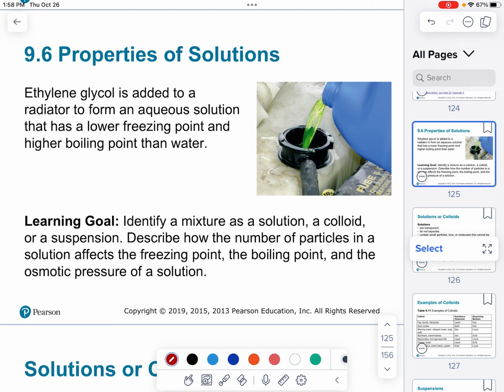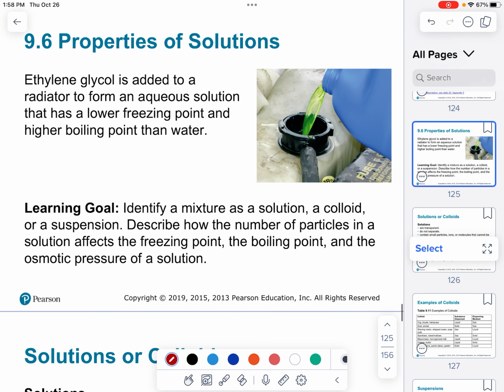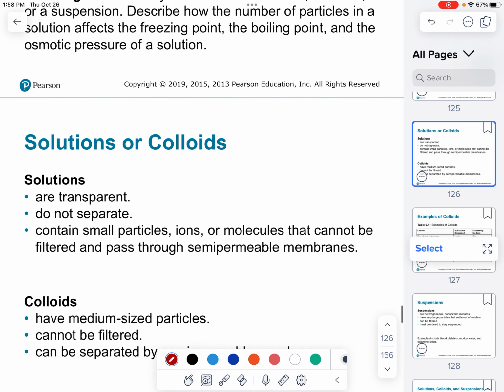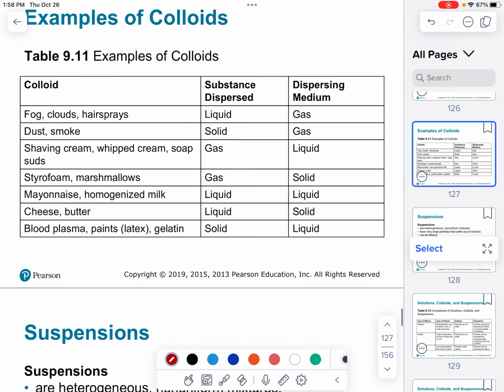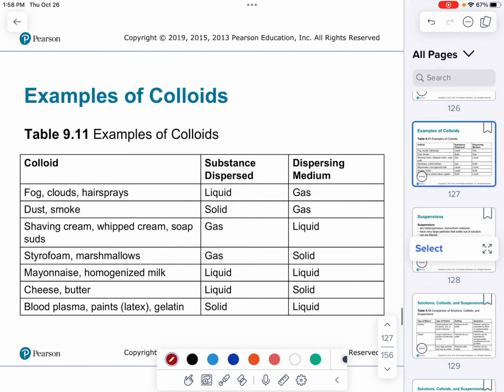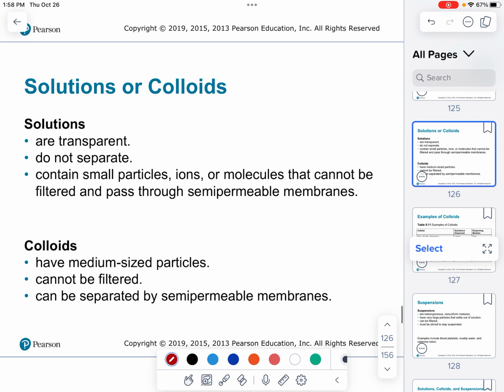Okay, properties of solution. Ethylene glycol is added to a radiator to form an aqueous solution that has a lower freezing point and a higher boiling point. So these are colligative properties, they're called.